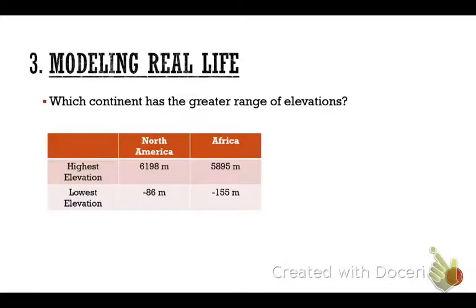So we've talked about sometimes we don't understand why we might need to know things in math. Well, these modeling real life problems help us to understand how to relate it to our life. So modeling real life says, which continent has the greater range of elevations? Range is that distance. Which one has the largest distance between the highest elevation point and the lowest elevation point? So what I want to do, let's go ahead and just split up our data here. We're going to start with North America. And then we will also be working with Africa.